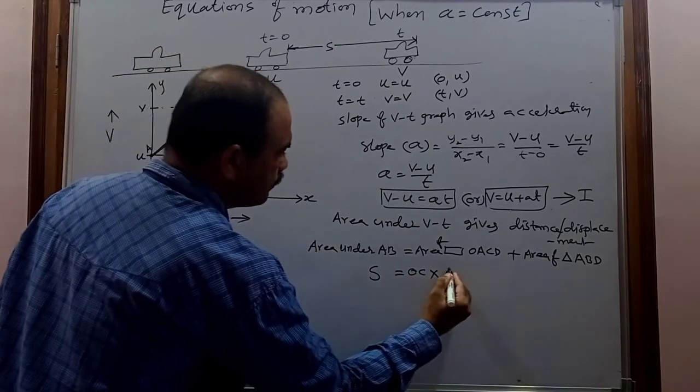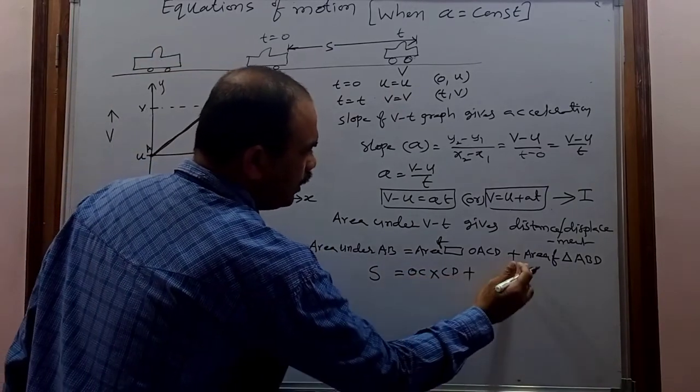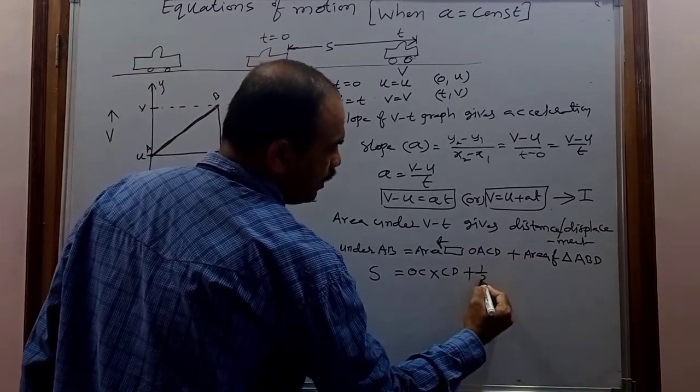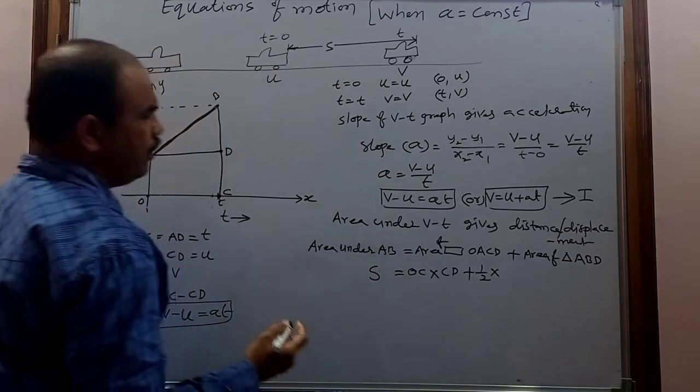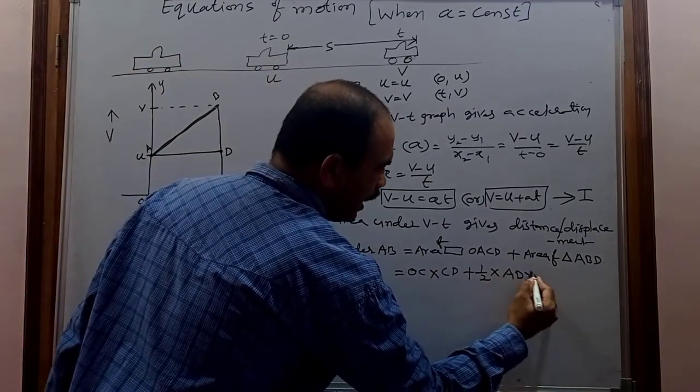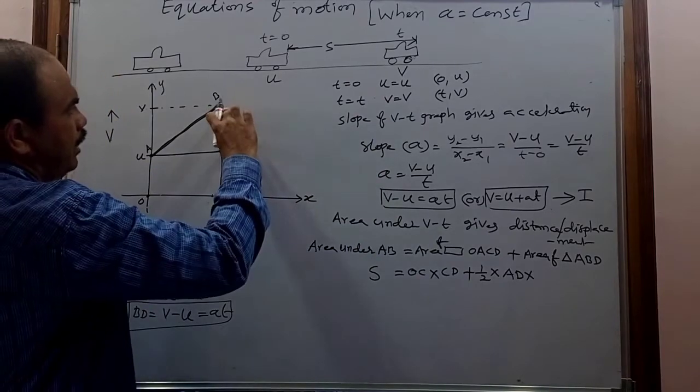Plus the area of triangle ABD, which is 1 by 2 into base. What is the base here? AD, into height. Height is nothing but BD.